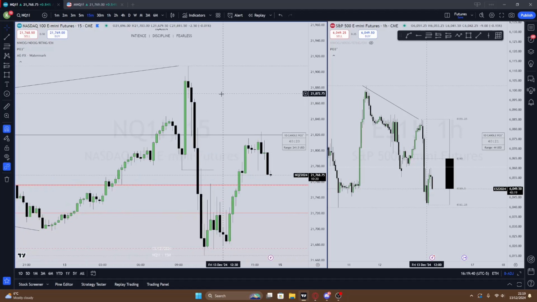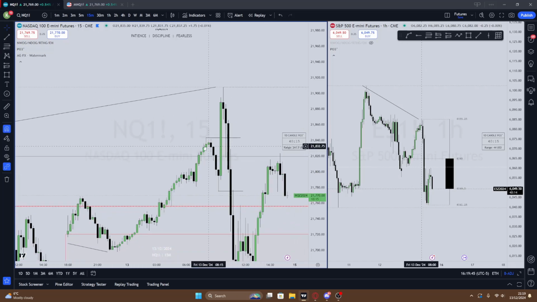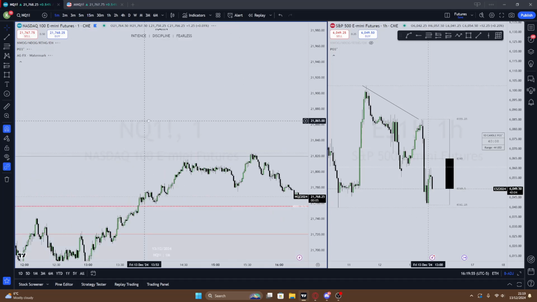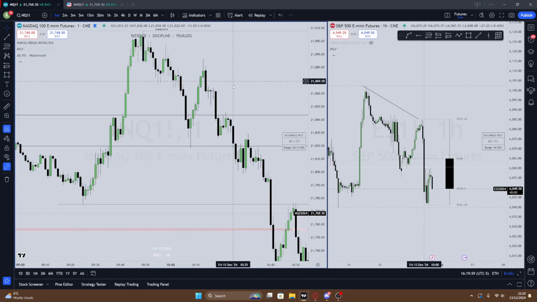So going to the 15 minute, we came higher, took out this high right here. 8 AM highs as well. 7 AM didn't create any highs, did create a low, swept out that low, swept out this high. Yeah, that was it.